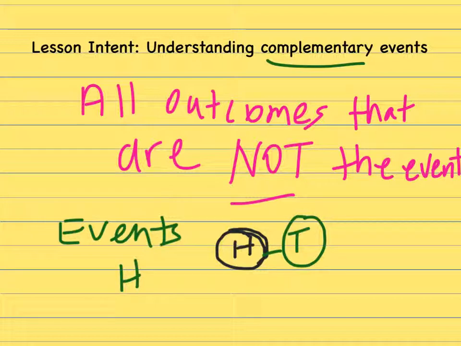For example, also, if we're looking at the probability of tomorrow being Monday, the complement is every other day, being Tuesday, Wednesday, Thursday, Friday, Saturday, Sunday, and so forth.